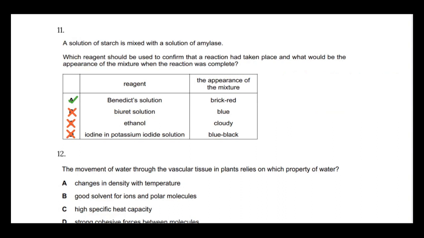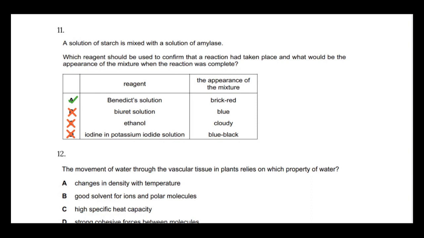The most important thing here is first you need to cancel out all of the options that are obviously incorrect. So Biuret solution and ethanol, that was obviously incorrect because starch is not a protein nor a lipid or a fat. And iodine in iodide solution, you have to think a little bit, but then you will figure it out because we need to confirm that a reaction has taken place. And amylase is an enzyme that is used to break down starch. So what would be the reaction? Breaking down a starch. We need to confirm that a reaction has taken place, and the reaction would not have taken place if starch was not broken down. So your answer will be A.